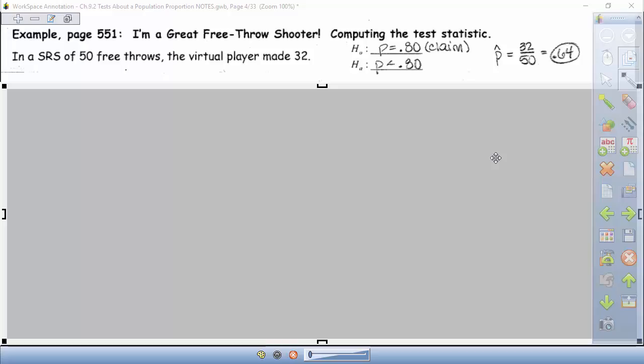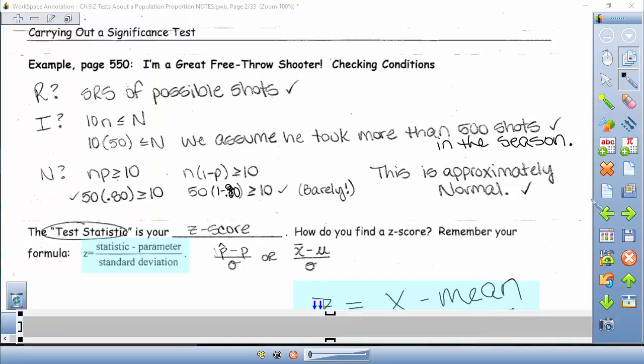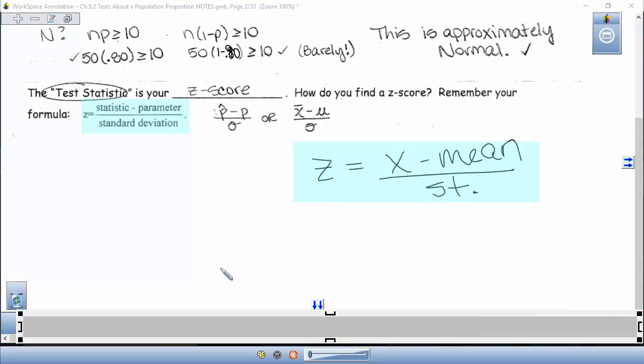Wait, what was in the blank where it was like the test score? Oh, did I not have that? I'm sorry. Oh, totally forgot about that. Let's go down here. Z-score. Oh, I said it. I just forgot to show you. The test statistic is your z-score. That's what that was. How do you find a z-score? Do y'all remember that formula? X minus mean over standard deviation? Sure. This is the same formula written a little bit different. It's going to be either a p hat or an x bar. Those are your two options.